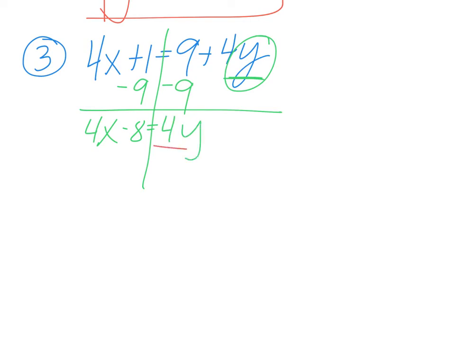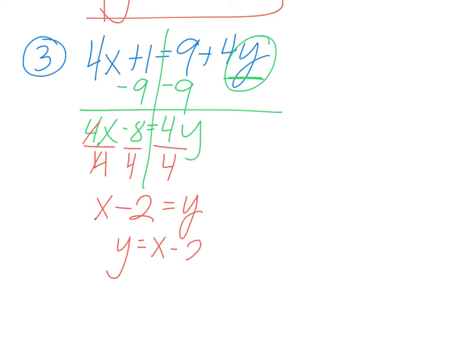At this point, divide everything by 4. This cancels out to one whole, so I'm really left with 1x minus, because it's a negative 8 divided by 4, which is negative 2, is equal to y. If you're not comfortable seeing that y on the right side, then you can go in and rewrite it on the left.